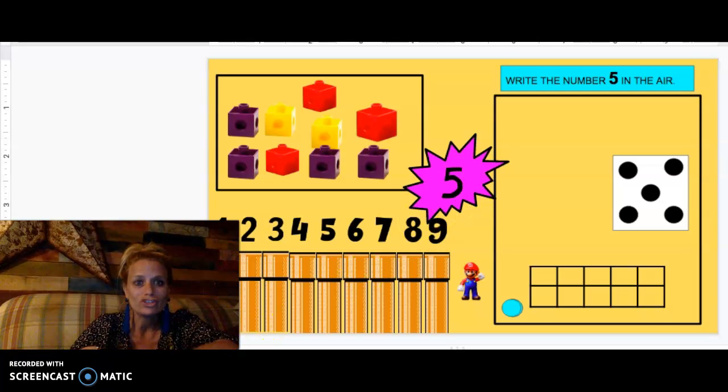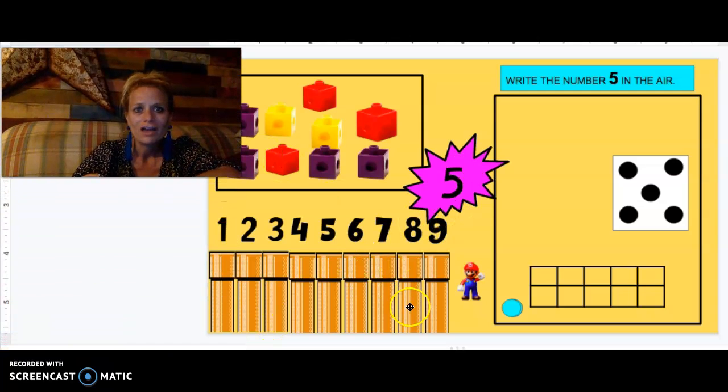Let's let Mario jump to the number 5. Are you ready? Help me count. 1, 2, 3, 4, 5. Does this number match that number? He can go down the tunnel.